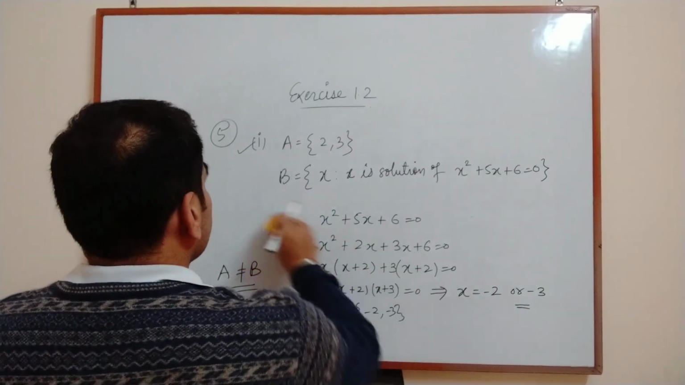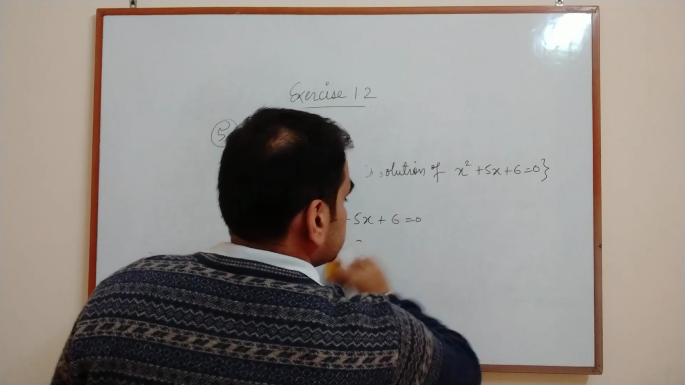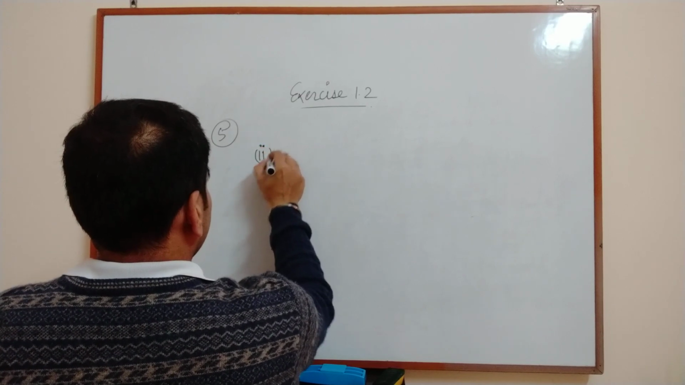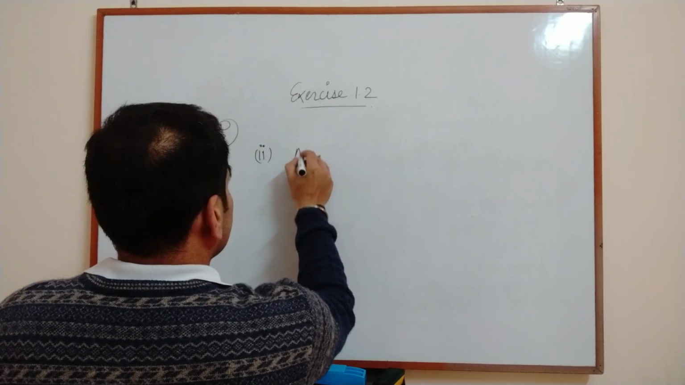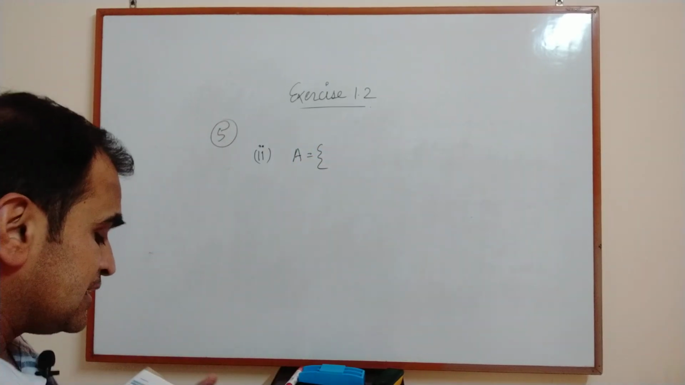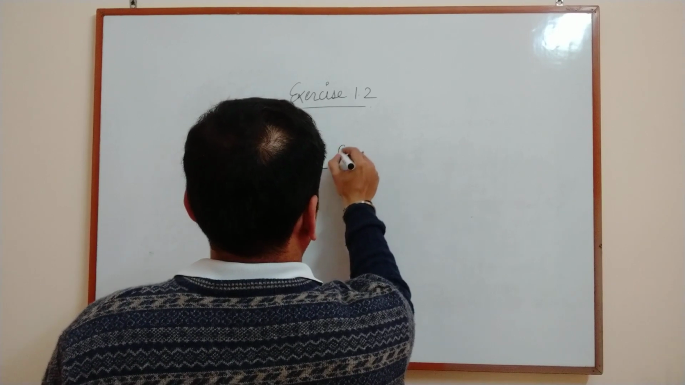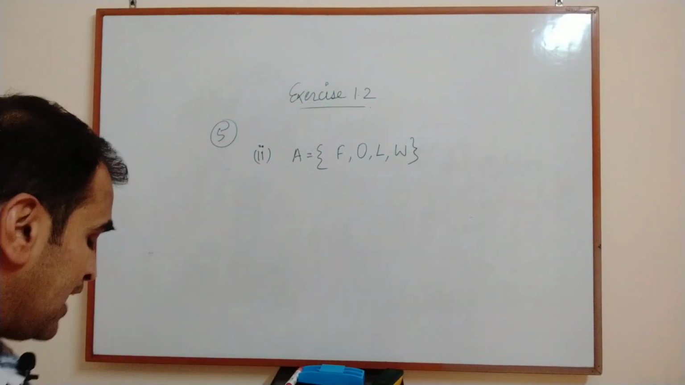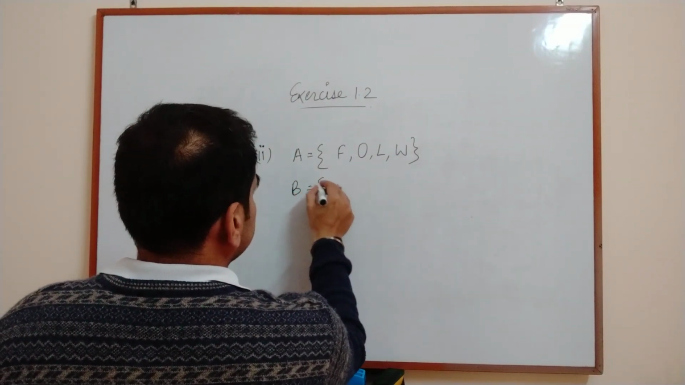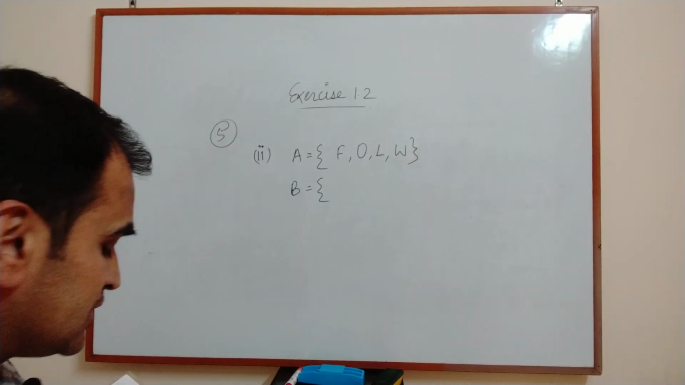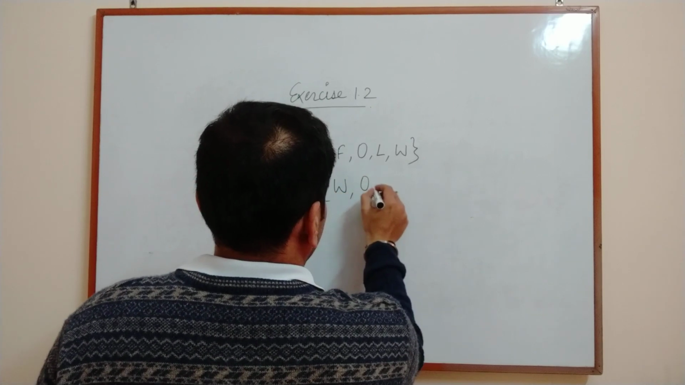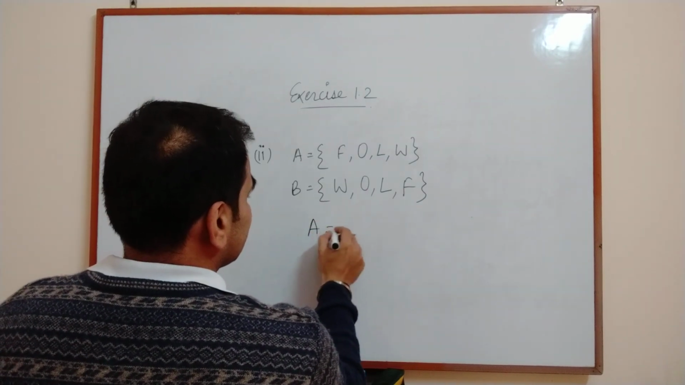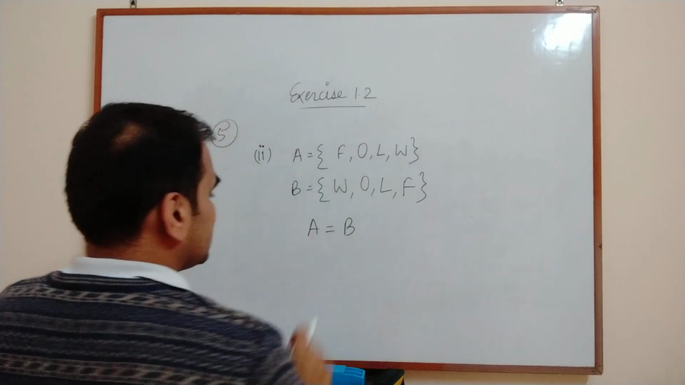Second part of the question number 5. We have a set A, x such that x is a letter in the word follow. In the word follow we have these 4 letters. And set B is written as y such that y is a letter in the word wolf. So clearly both the sets have exactly the same elements. So here A and B are equal. They are equal sets.